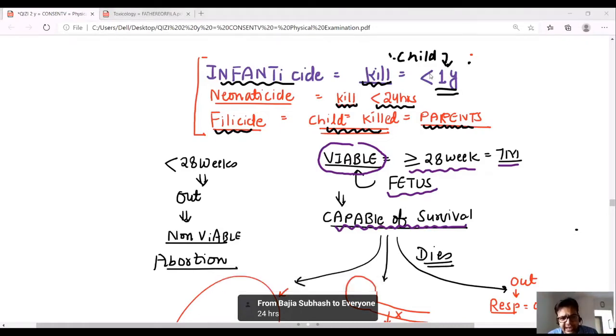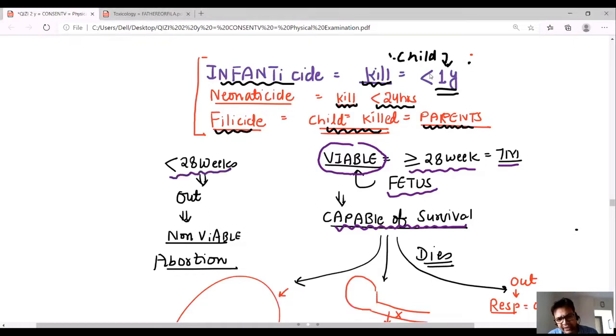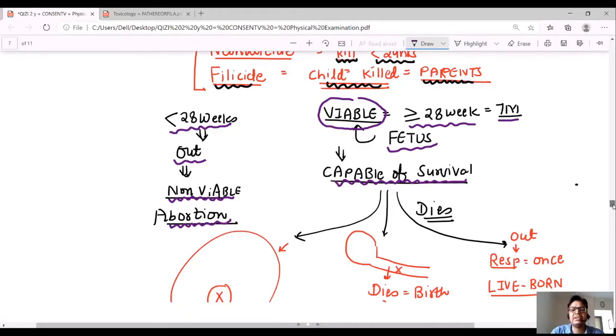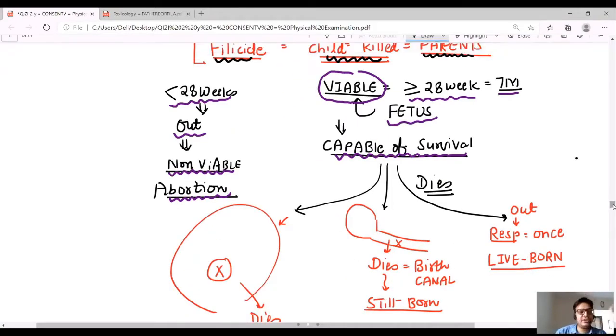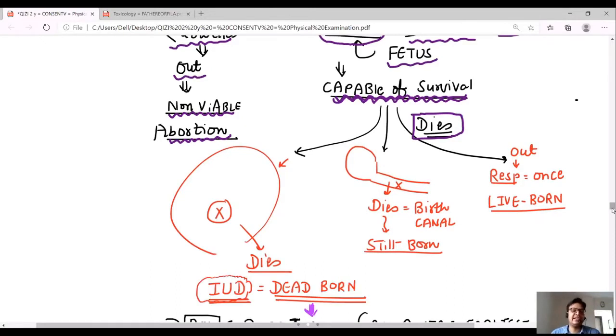If the fetus comes out below 28 weeks, it is a non-viable fetus, and this condition is known as abortion. But sir, if the fetus is more than 28 weeks and then the fetus dies, we use three terms. What are the terms which we use for a fetus more than 28 weeks that dies?